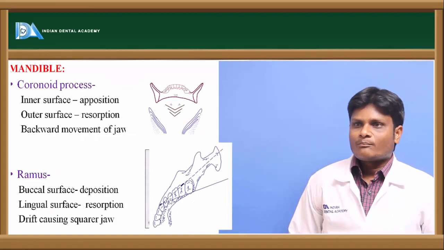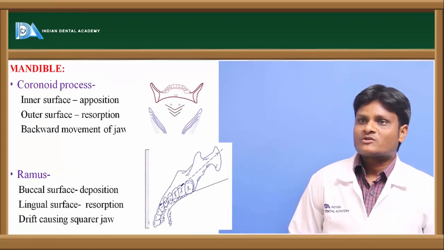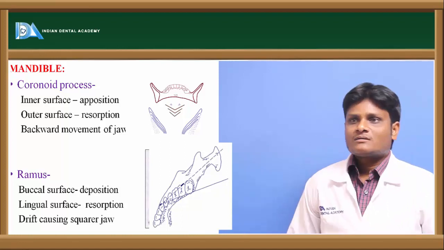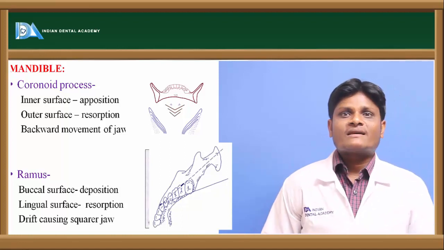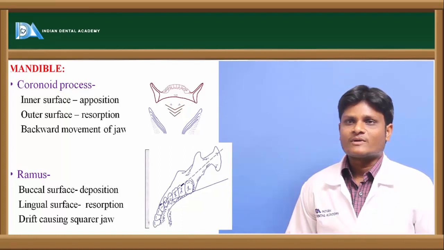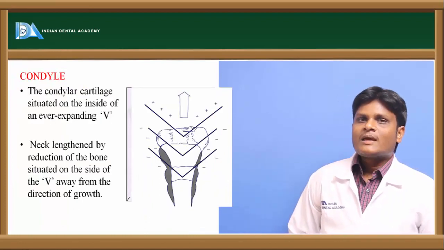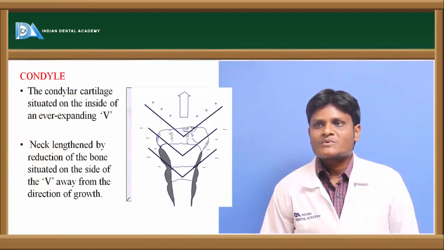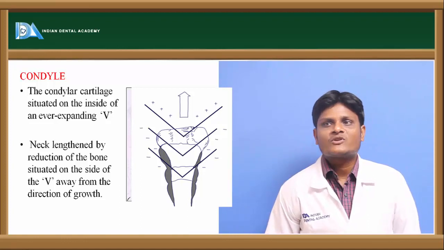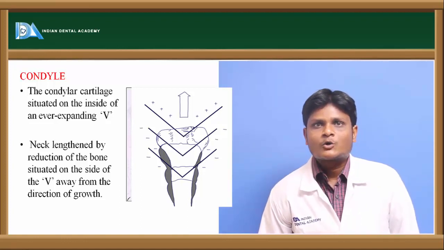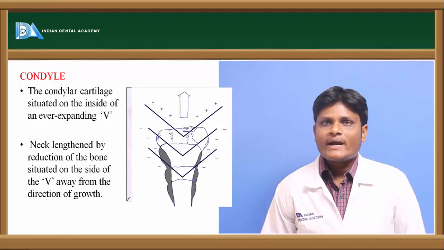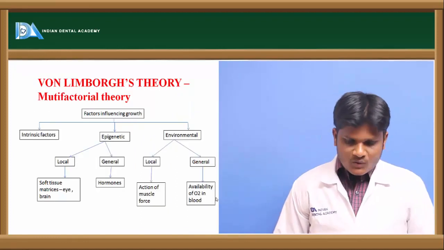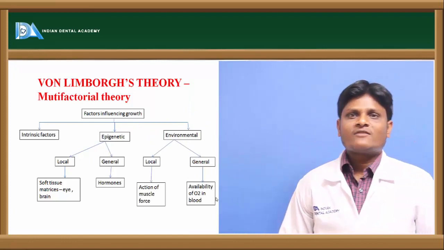Similarly, in the coronoid process of the maxilla and ramus of the mandible also, we can see a growth direction which mimics Enlow's expanding V principle. The same thing we can see in the condyle also. Resorption on the outer side of the V and deposition on the inner side of the V, and the growth movement occurs towards the wide ends of the V. That was about Enlow's counterpart principle and expanding V principle.